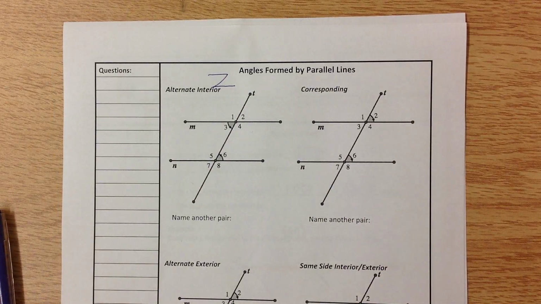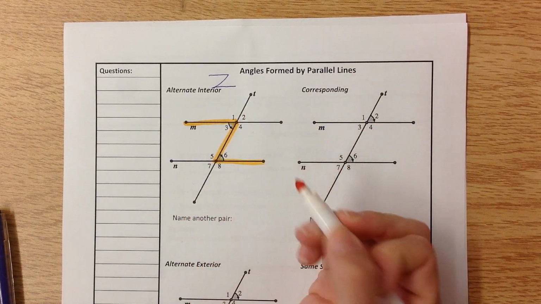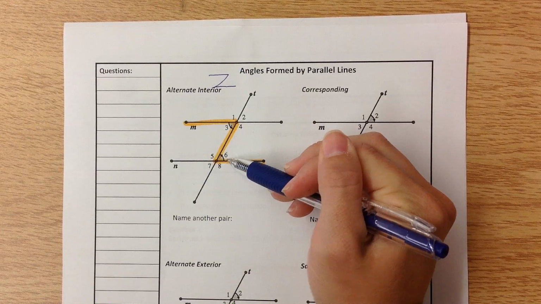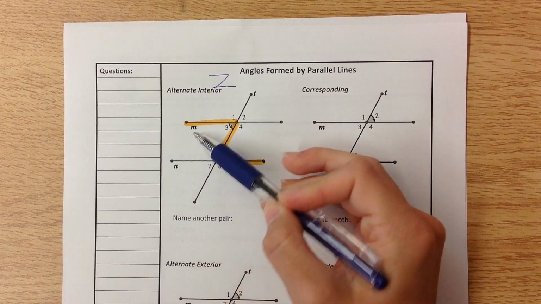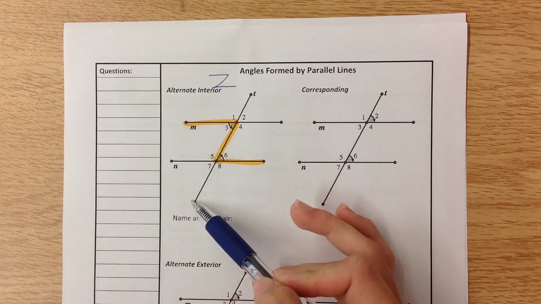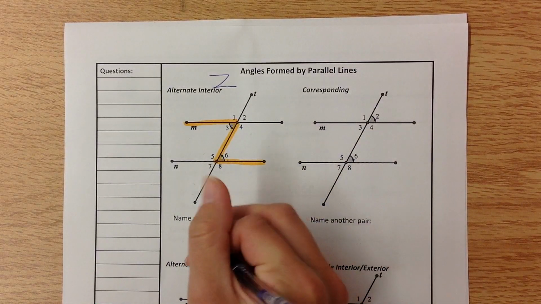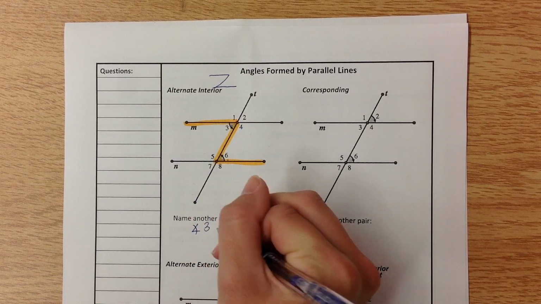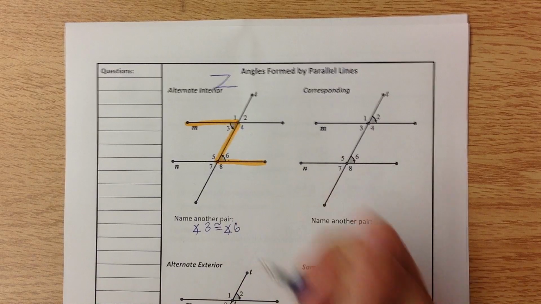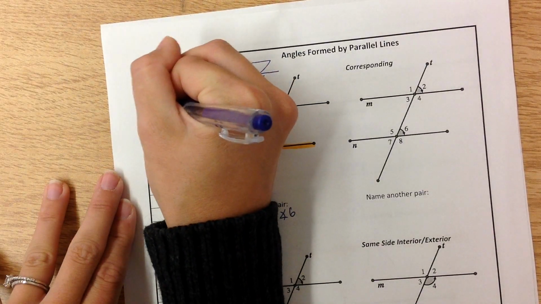So if I highlight a Z using line M and the transversal and line N, I notice that angle 3 and 6 are inside the parallel lines, therefore interior, and they're on alternate sides of the transversal, on opposite sides in other words, and therefore they are called alternate interior angles. They are congruent to one another, so keep that in mind. Let's just take a second to define interior versus exterior.